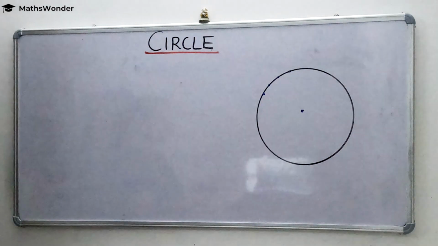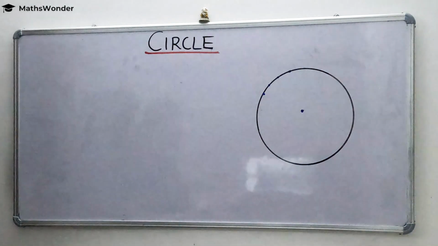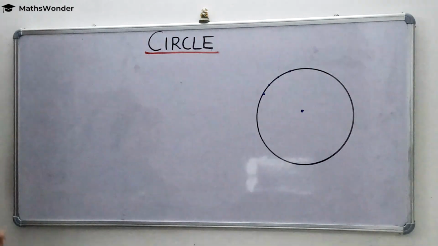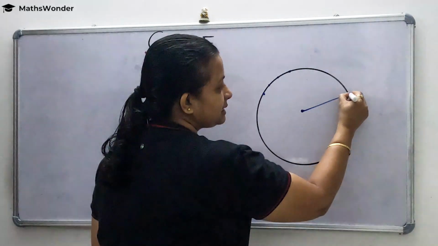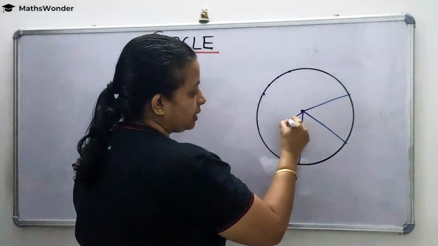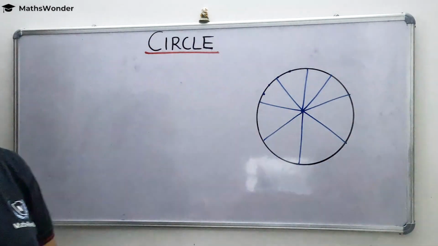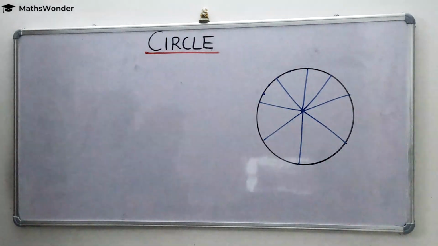If you draw any line from the center to the circle, then you will get the equidistance from a fixed point on a given surface. Or you can say that a circle is a set of all those points in a plane, each of which is at a constant distance from a fixed point in the plane. Suppose this, all are at equidistance from the center.